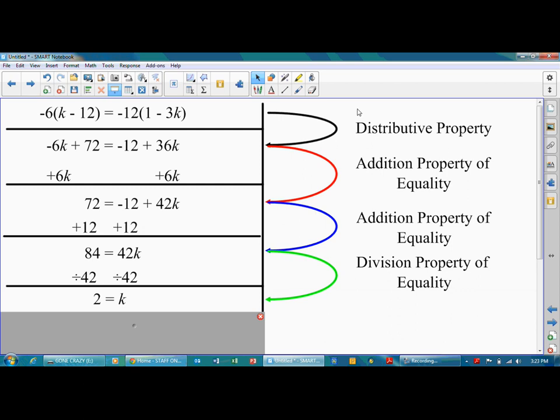Okay. Next class, when we're dealing with the word problems, not only will you be setting them up, but when you solve them, I'll be asking that you justify the steps. So you'll have to fill in what property was used to get there.